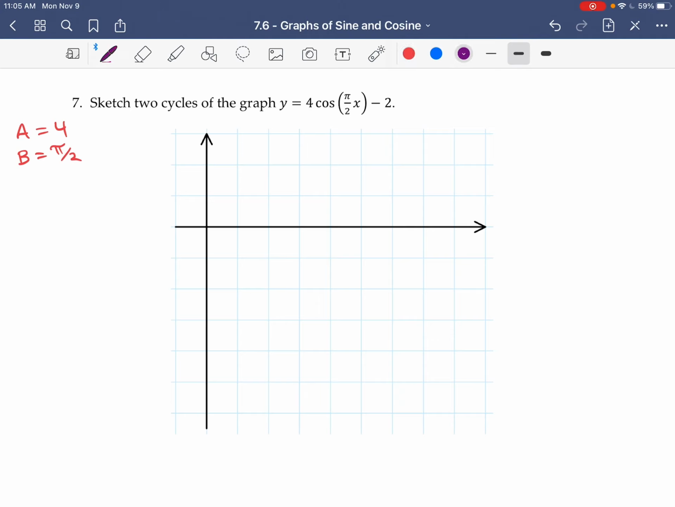Okay, so then we can find our period. The period we normally call P, and it's 2 pi over B. So that's over pi by 2, which is 2 pi times 2 over pi. So it's actually going to be 4 here. Okay, so P is 4.